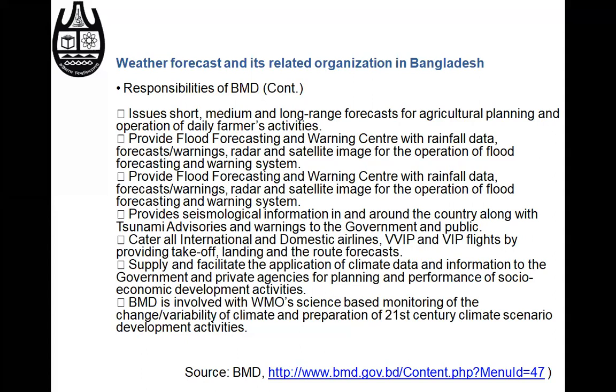Besides this, they also provide very useful information to the airlines for flight uptake and flight management. They provide information related to humidity, foggy conditions, temperature, and other factors on a regular basis, so that flights can use that information for landing and takeoff.